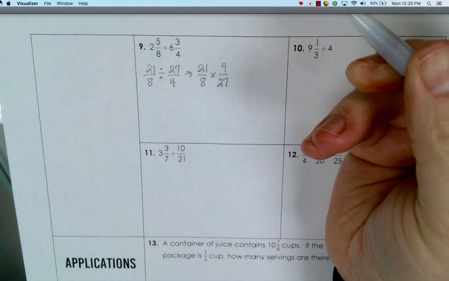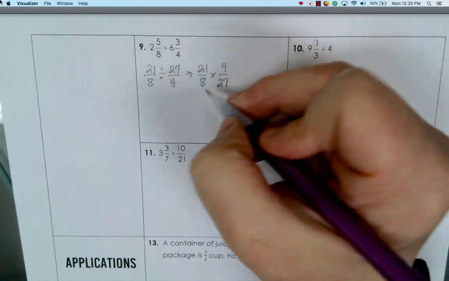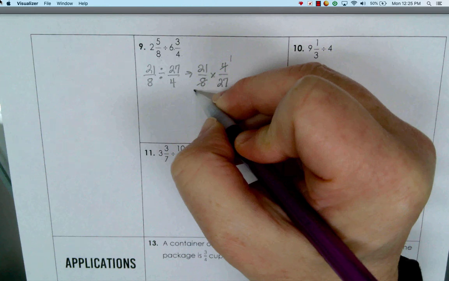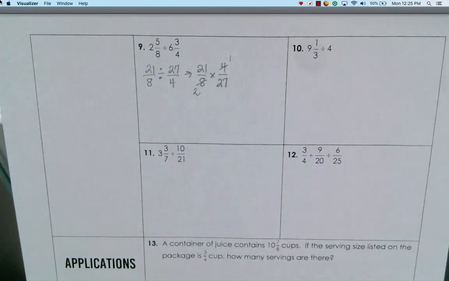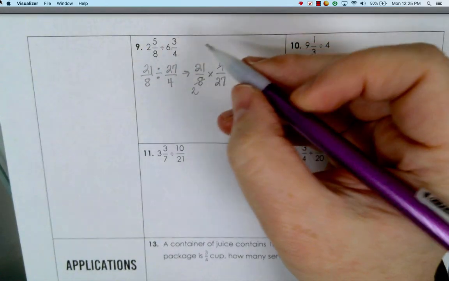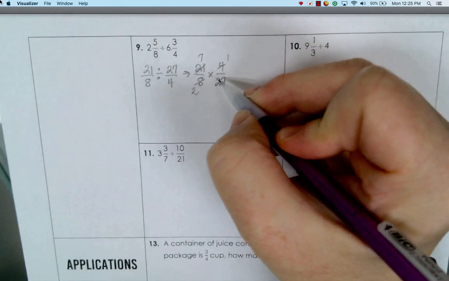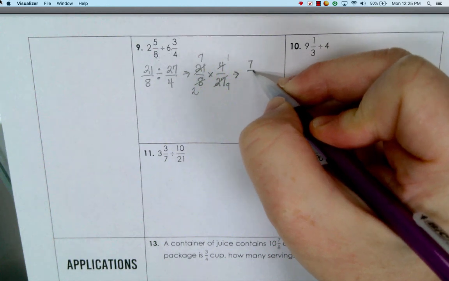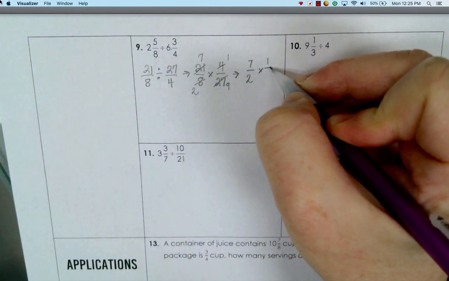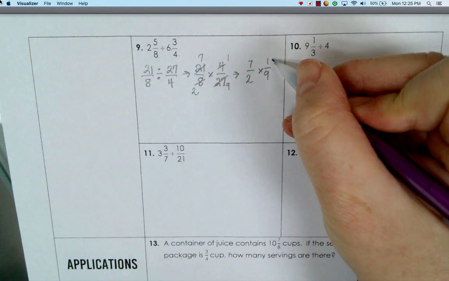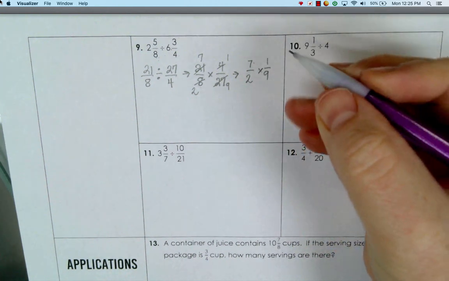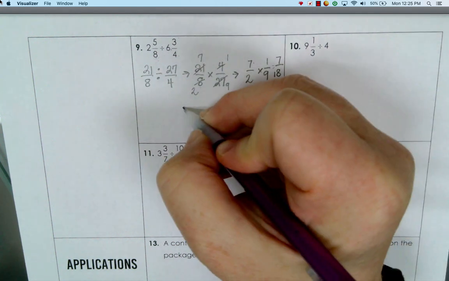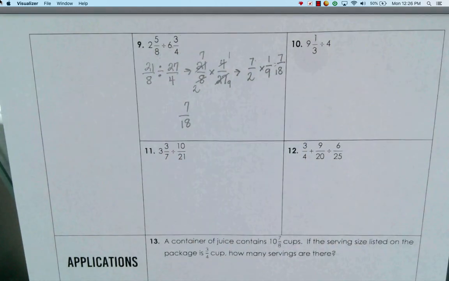Okay? See, the greatest common factor of 8 and 4 is 4. So 4 divided by 4 is 1. 8 divided by 4 is 2. Let's see, 21 and 27. I'm going to go with 3. 21 divided by 3 is 7. 27 divided by 3 is 9. 7 halves times 1 ninth. And I get 7 times 1 is 7. 2 times 9 is 18. So we'll come down here. 7 over 18. Okay.